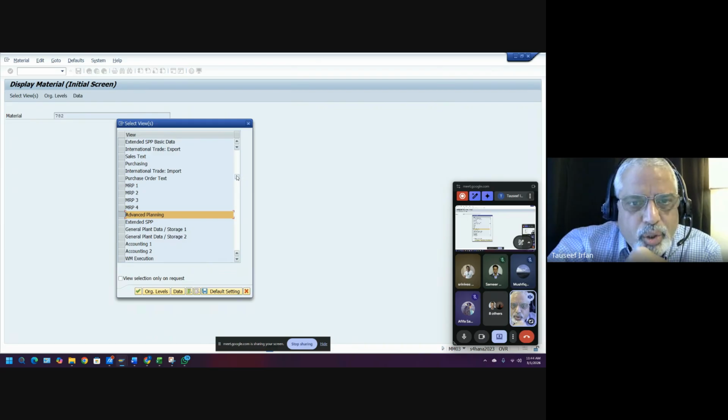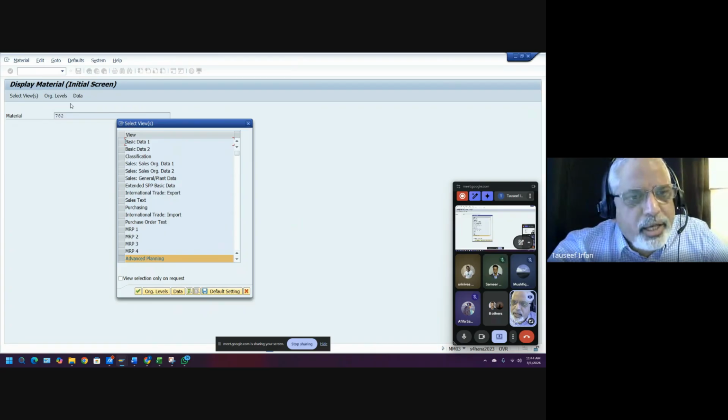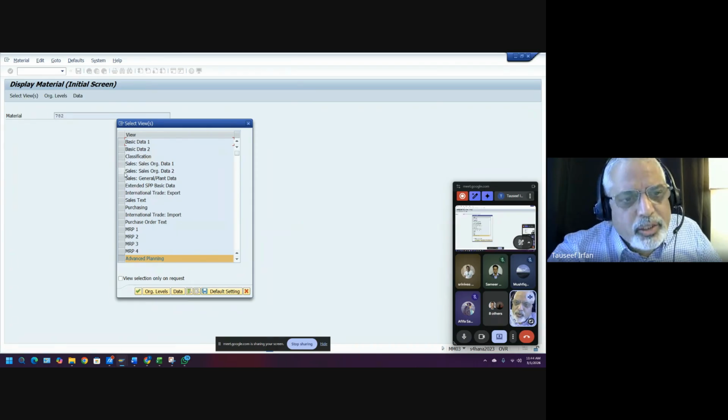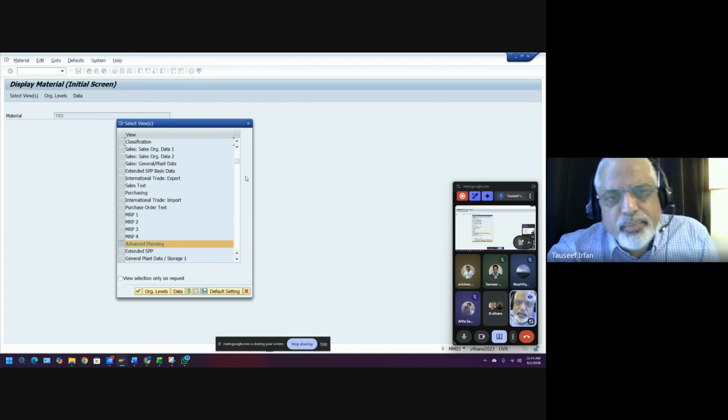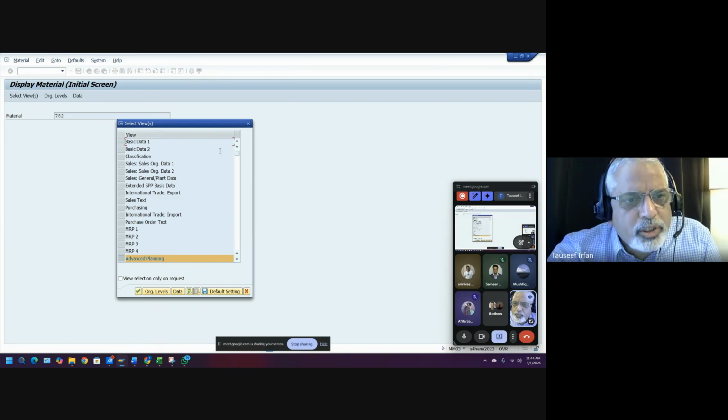Now you know that these are the so-called views, and this is why it is centralized: all the departments have their own section to update their data. The sales department has their own, the purchasing department has theirs. So you are not responsible for everything. If you are a sourcing and procurement consultant, then you are definitely responsible for basic data, but more for purchasing and MRP. That's where your focus will be.